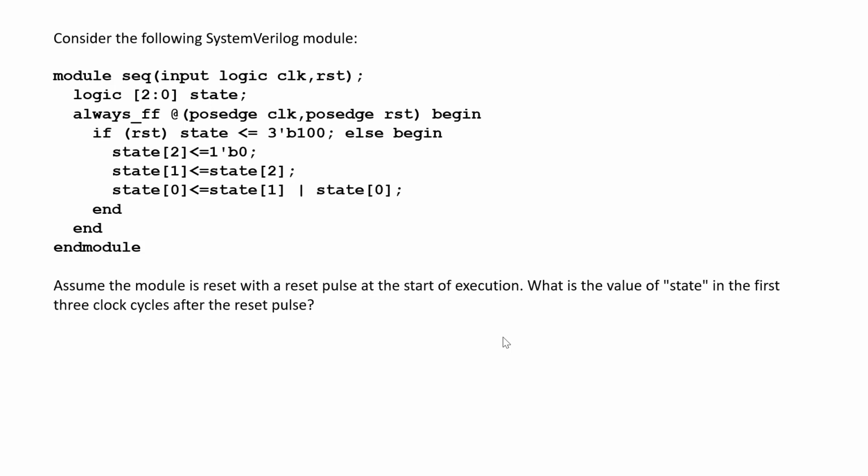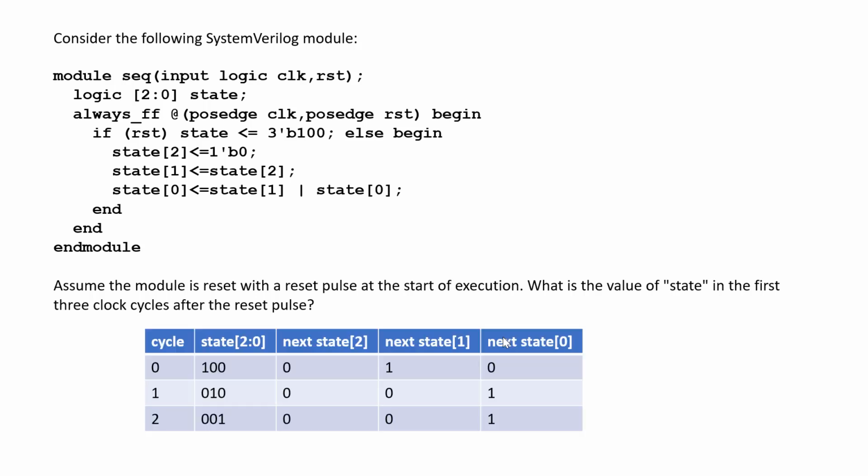Assume the module is reset with a reset pulse at the start of execution. What is the value of state in the first 3 clock cycles after the reset pulse? So when you reset, the state goes to 1, 0, 0. And this is the right quiz, right? You took this one last week? Okay, just making sure. So what's the value of state in the first 3 cycles? I think this one, do I have a table? Yeah. So state starts out as 1, 0, 0 in cycle 0, because that's what we reset it to.